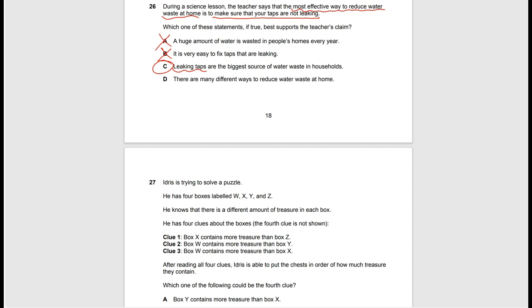Let's look at D. There are many different ways to reduce water waste at home. Now this does not support this particular teacher's perspective, because this teacher is saying the most effective way, and really the only way we should be using, is to make sure we check our taps. So they're not really concerned with the many different ways. So our best answer for question 26 is C.